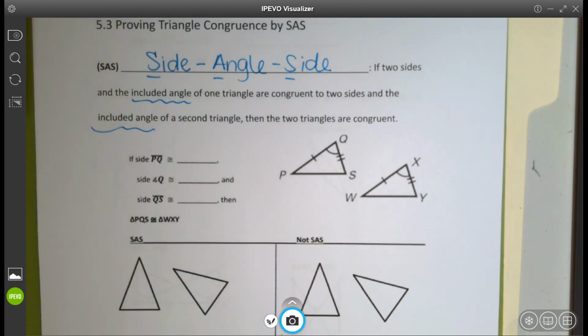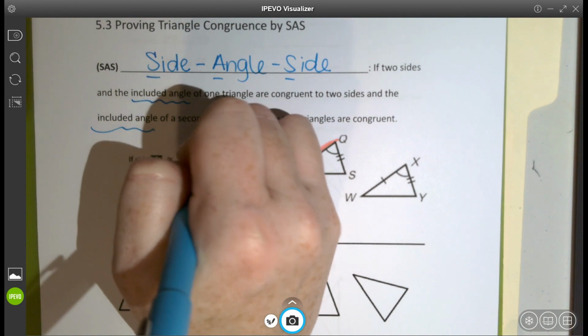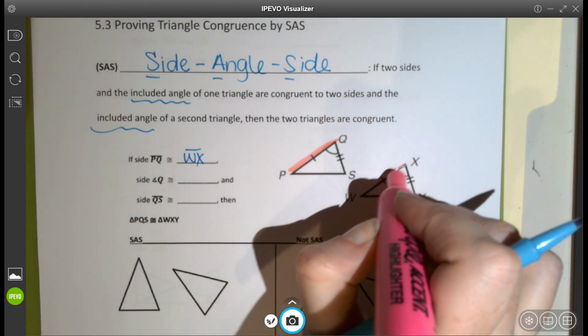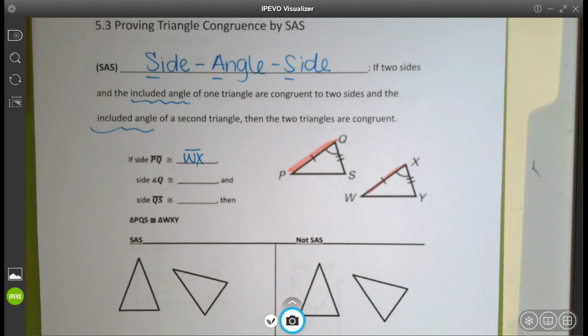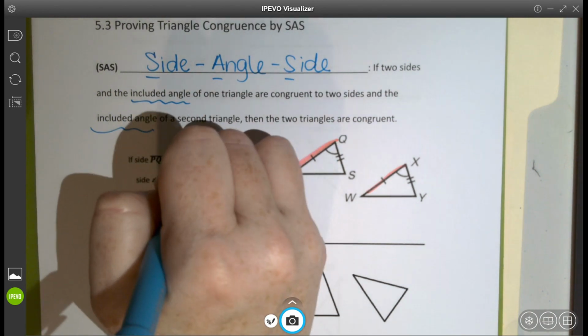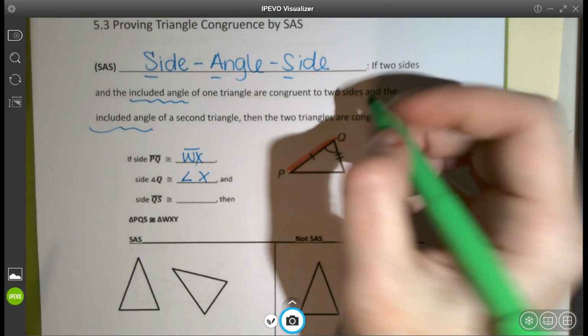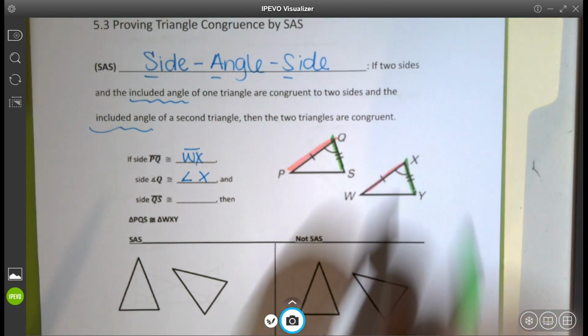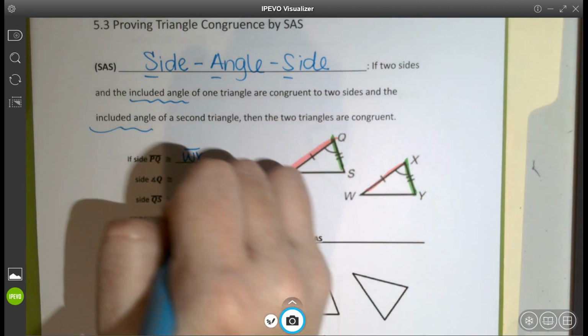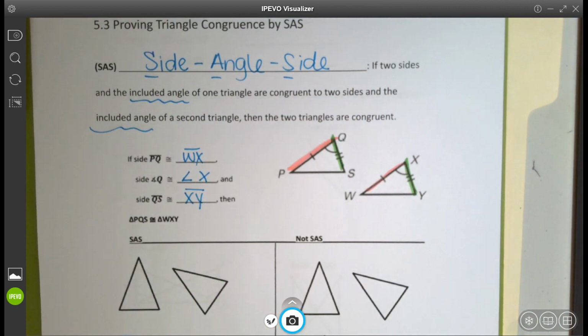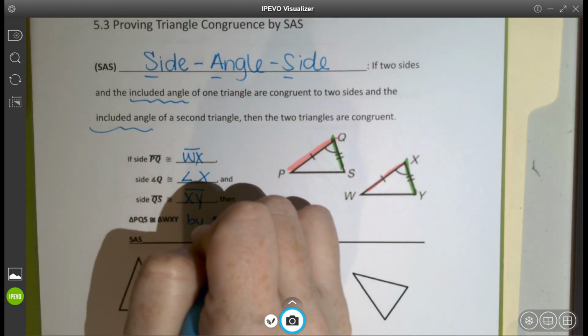So we're going to look at what that looks like using our diagram. Here in my diagram, it says if side PQ, so here is side PQ, I'm going to highlight it, is congruent to WX, that's my first pair of sides. Then if my angle Q is congruent to angle X and side QS is congruent to XY, we can say the triangles are congruent by SAS.